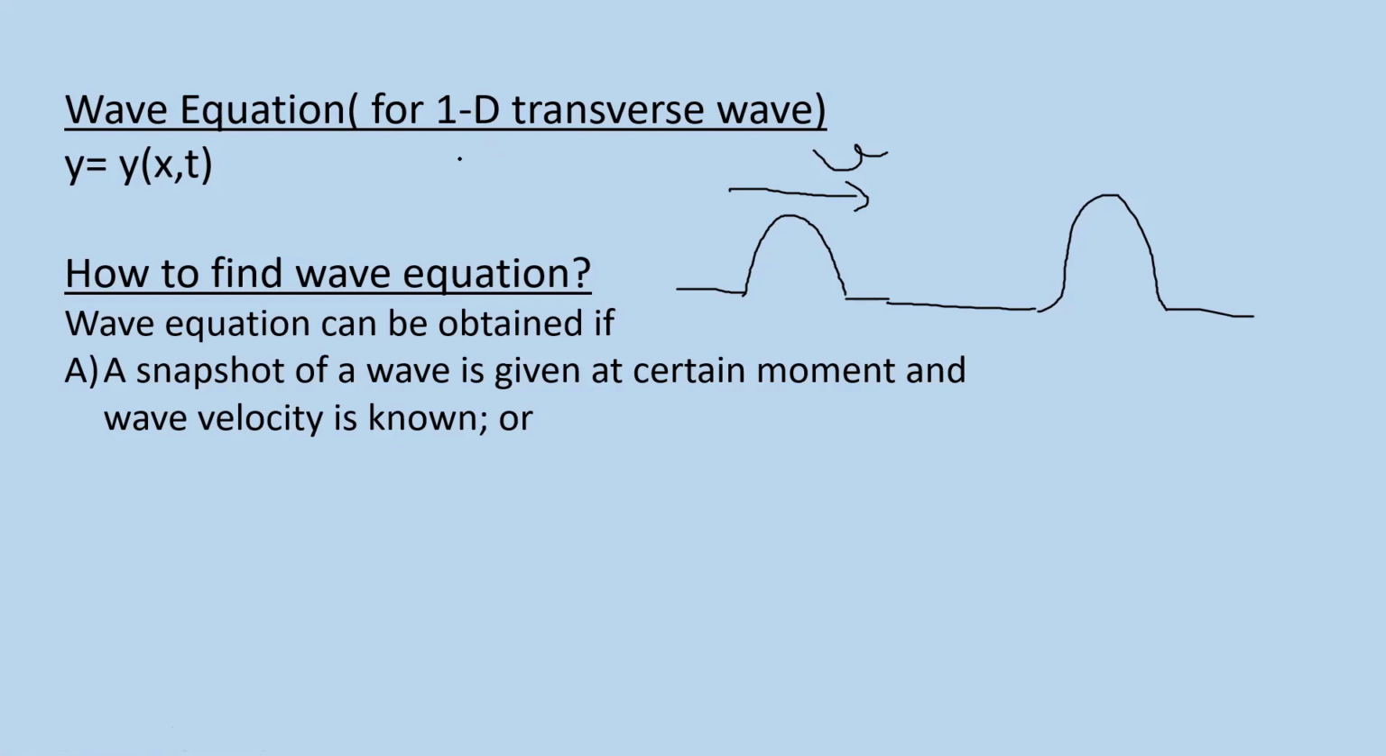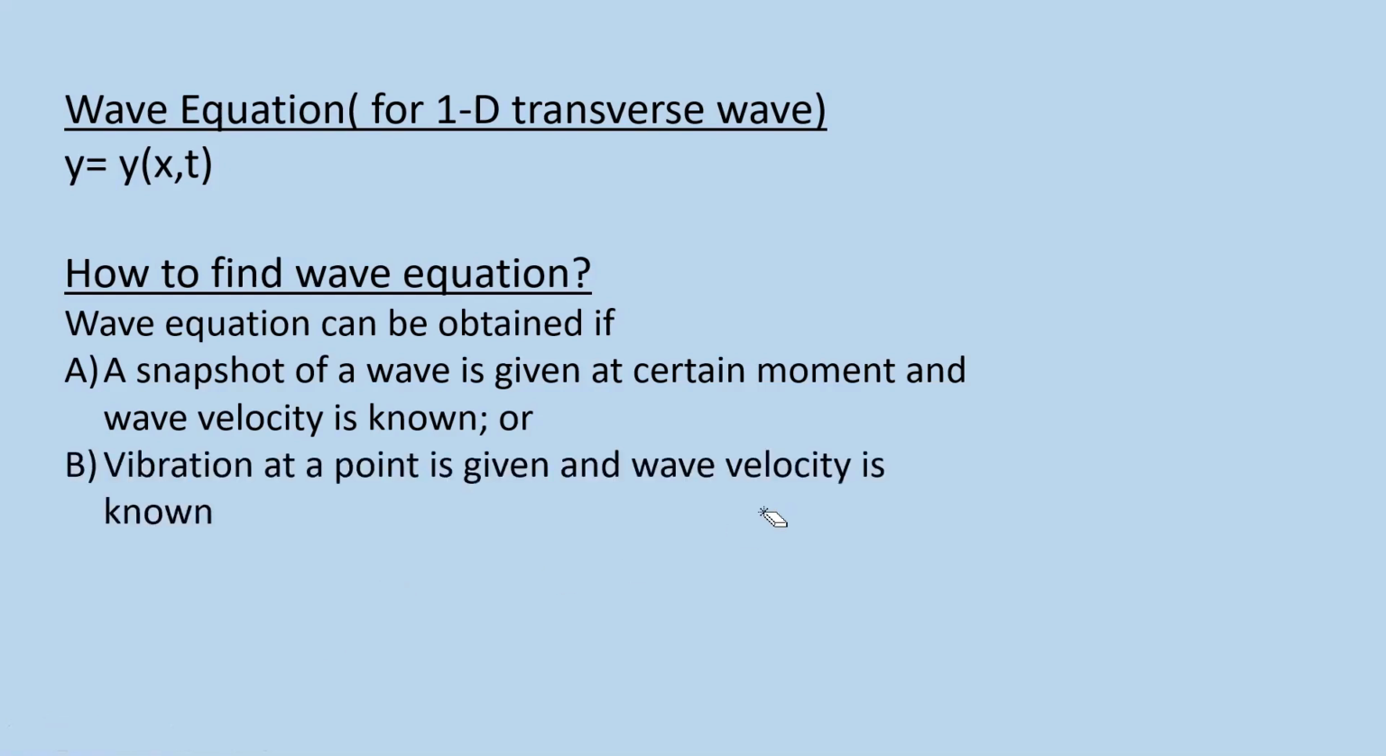And also the wave equation can be obtained if we know the vibration at a certain point and the wave velocity. By knowing the exact motion of one point, if we fix one point, the motion of that particle is called the vibration. And if we also know the wave velocity, we can find the wave equation. So by these two we can find the wave equation.